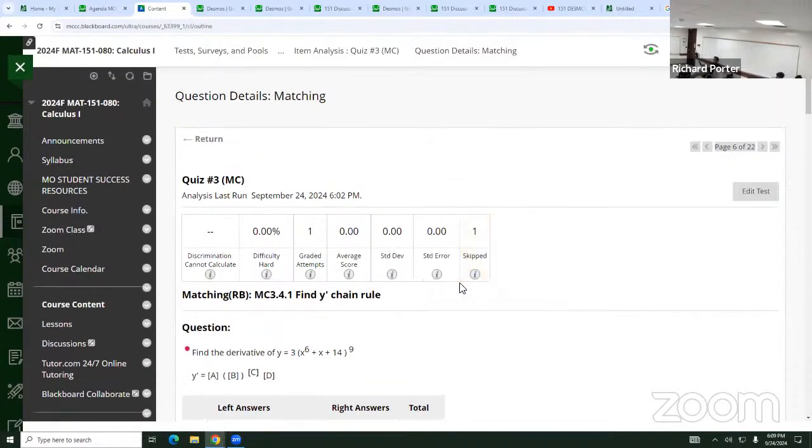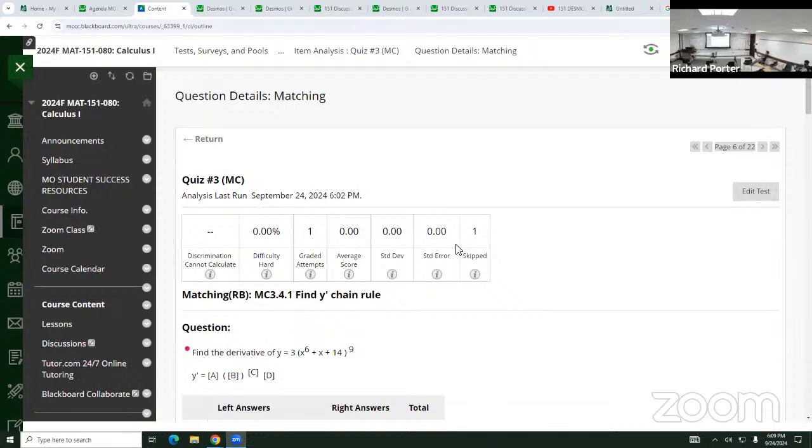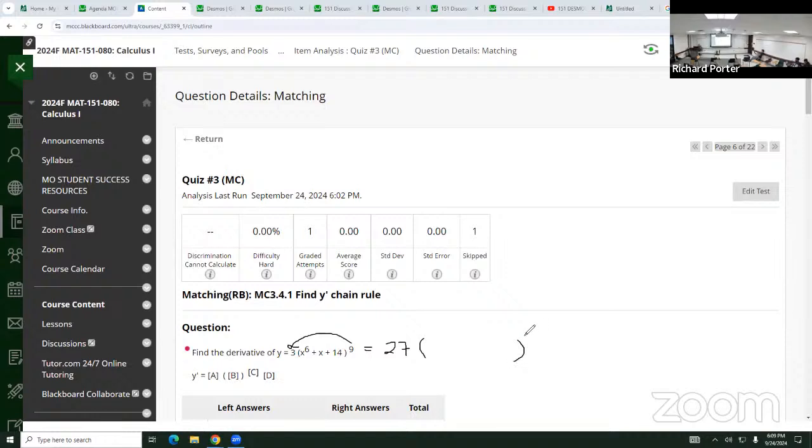Find the derivative. How do we find the derivative here? Remember, hold on. So what we do is, we take the power down, we take the derivative of the outside, so that's 9 times 3, which gives you 27. And it's a power rule, so you subtract 1 from 9, which is 8.